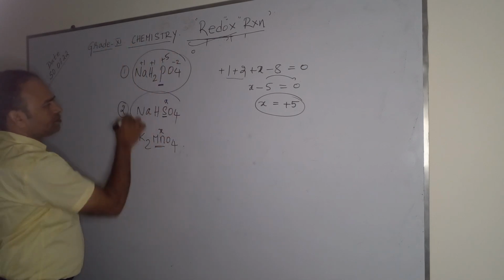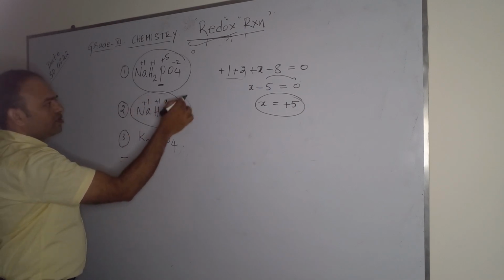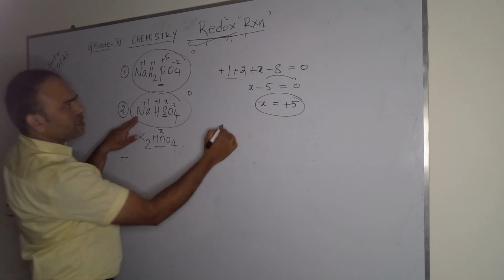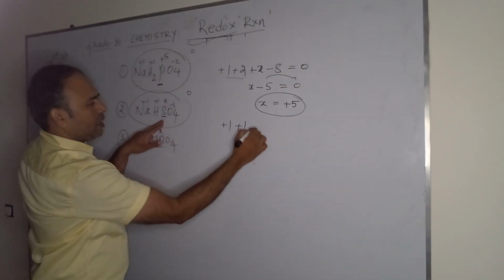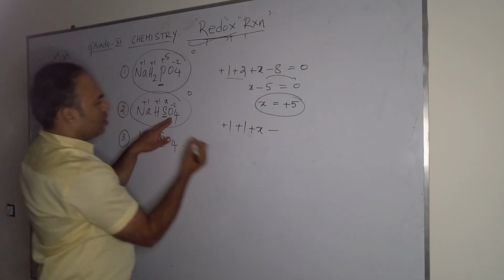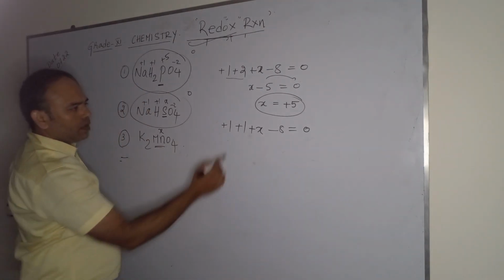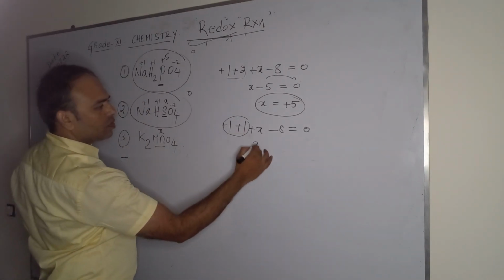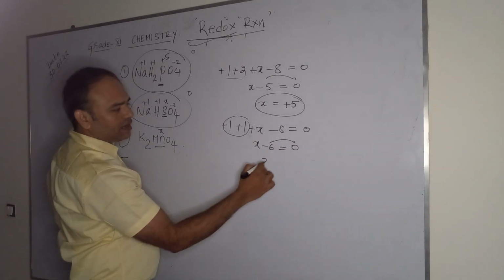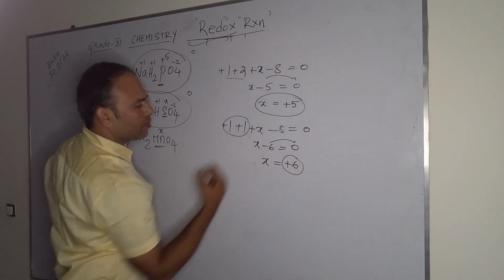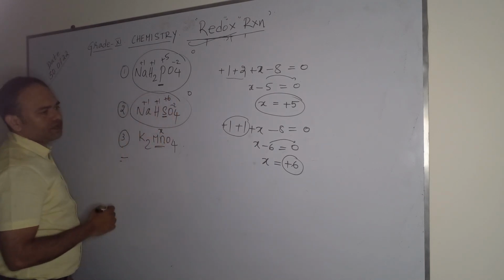Now the second one: sodium plus 1, H plus 1, oxygen minus 2, total 0. Write the equation: plus 1, plus 1, and sulfur is X, minus 2 into 4, minus 8, total 0. So here 2, so X minus 6 is 0, send minus 6 to the other side, X will become plus 6. So the sulfur oxidation state is plus 6.